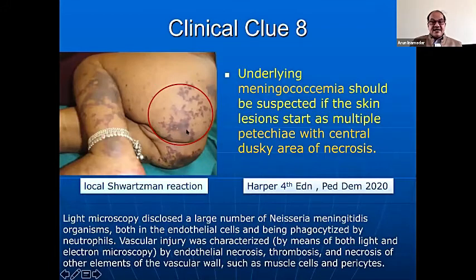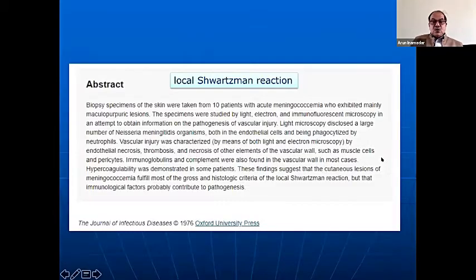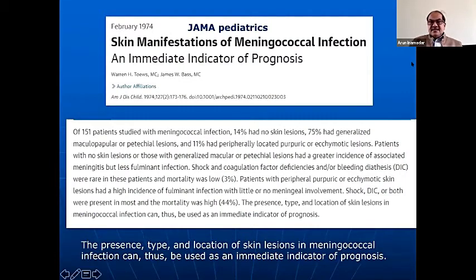Multiple necrotic lesions are there. This is due to the local Shwartzman reaction. Hence, this is an important clue. And then the articles and the studies also show that the presence, the type and location of the skin lesions in the meningococcal infection can be used as immediate indicators of prognosis also.